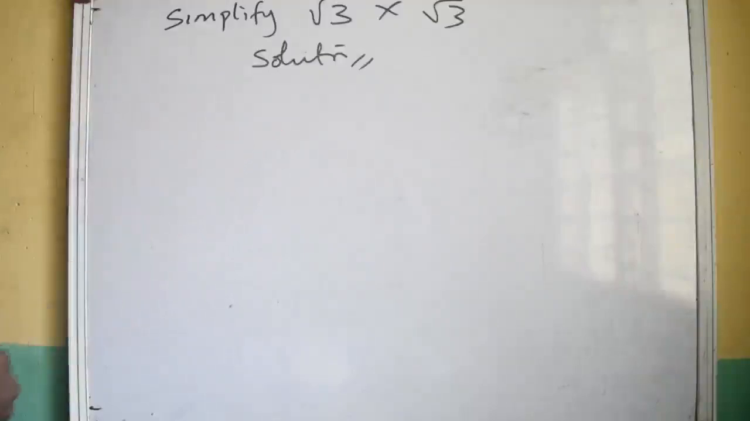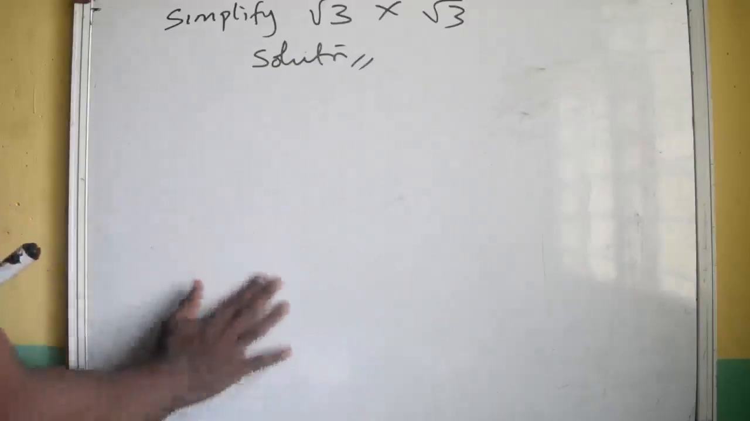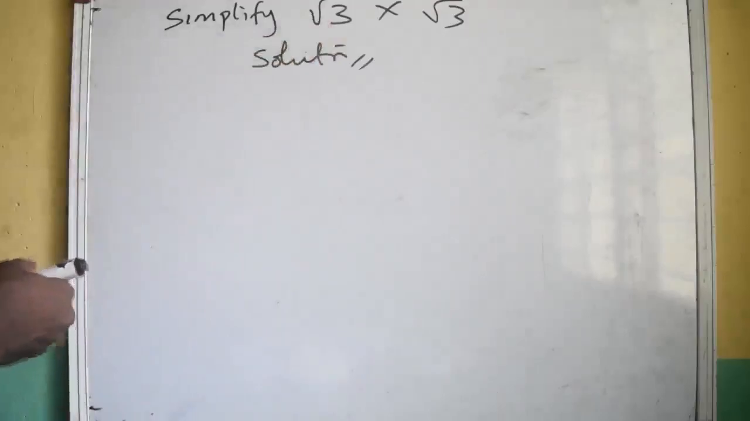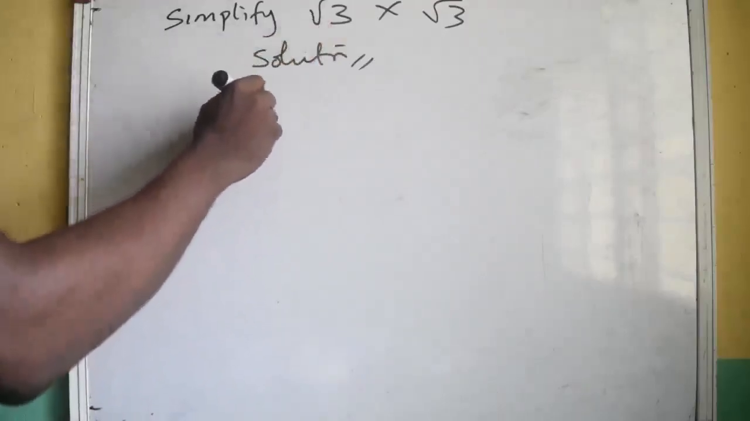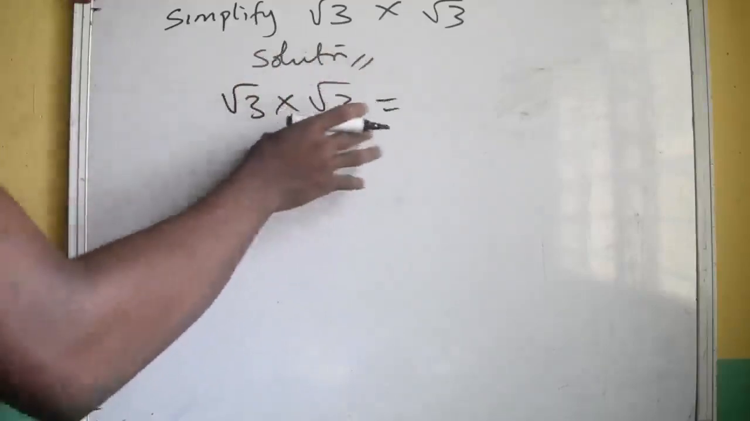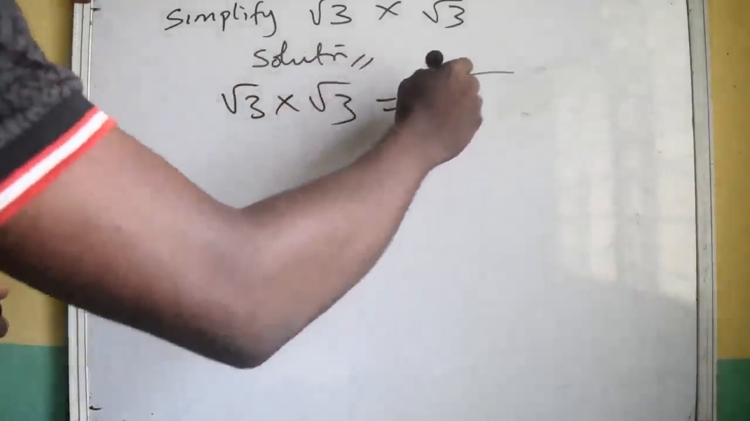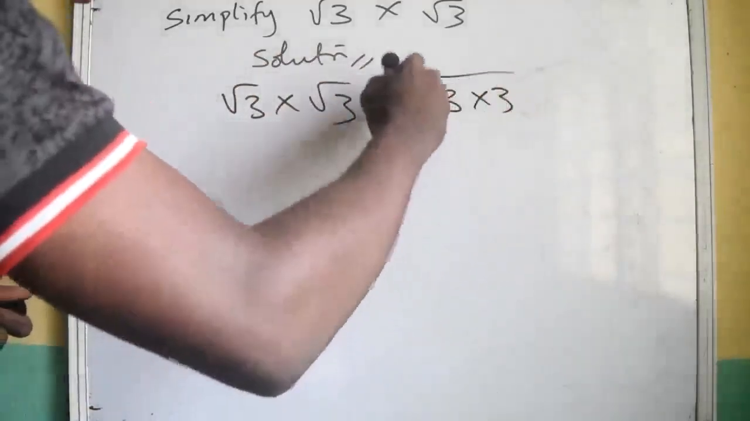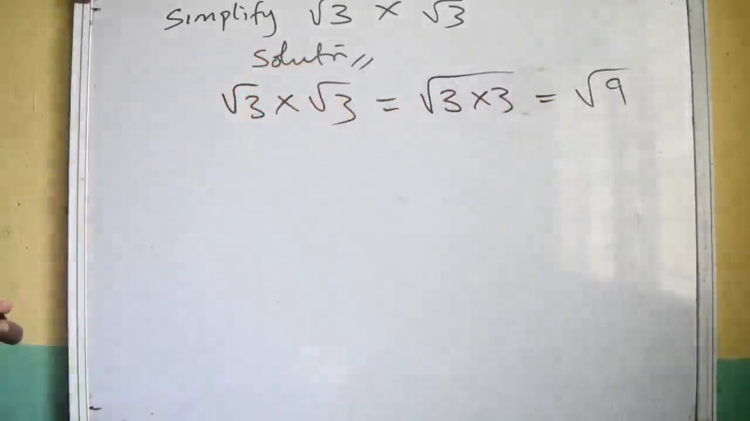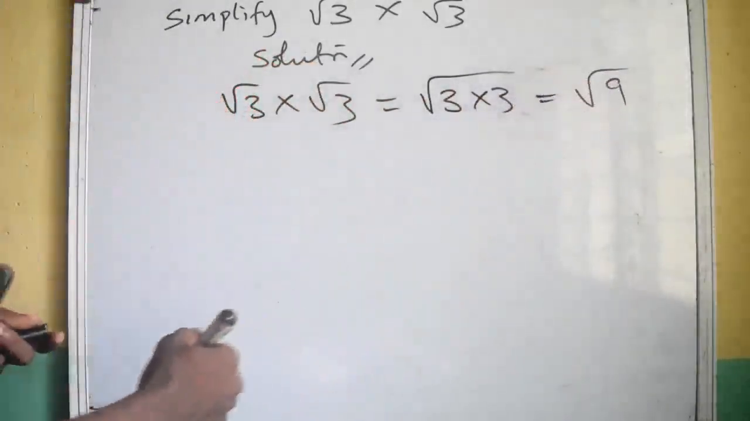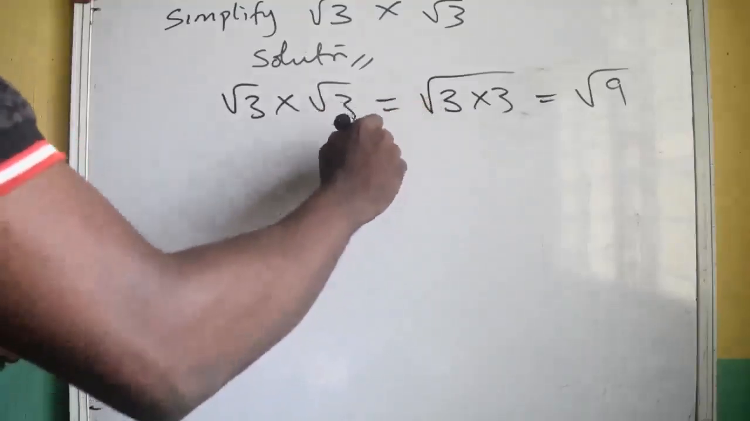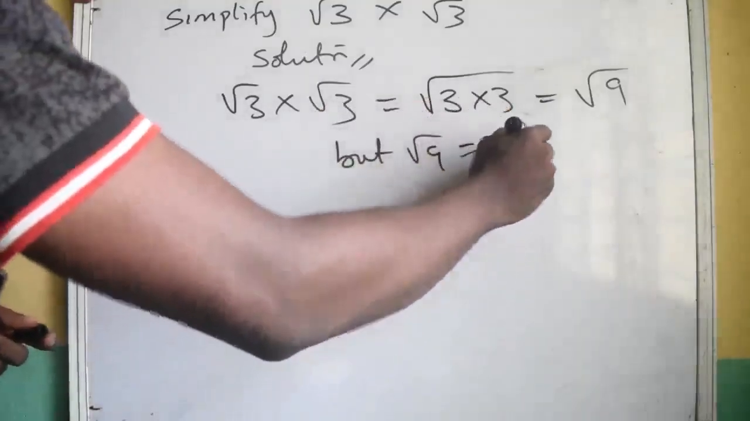I just want to give you this rundown before I go to the main bit of what we have today. Suppose you are given this to simplify in surds. You write it as root of 3 times root of 3, and you know that this is the same thing as saying 3 times 3 all in square root, which will give us square root of 9. And you and I know that 9 itself is a perfect square. Since 9 is a perfect square, root of 9 is nothing but 3, so the answer is 3.